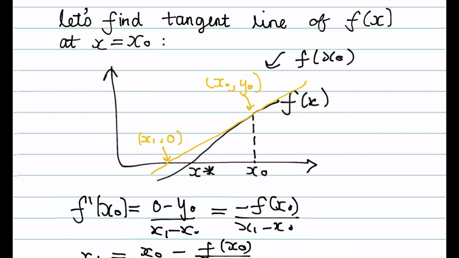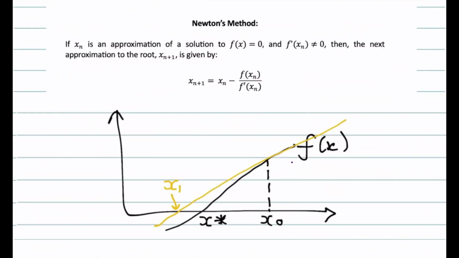And Newton discovered that we can do this iteratively many times to find an iteratively more accurate approximation to a solution. So Newton's method says that if xn is an approximation of a solution of f(x) equal to 0, and the derivative f'(xn) is not equal to 0, then the next approximation to the root is given by the equation we've just derived.